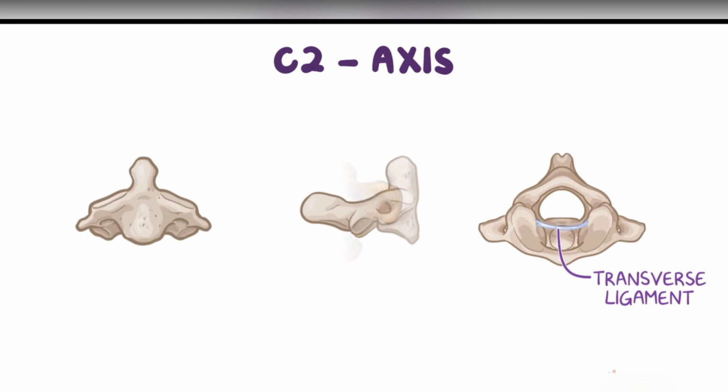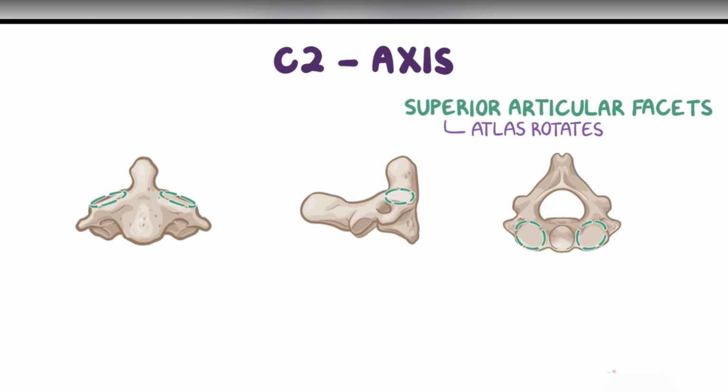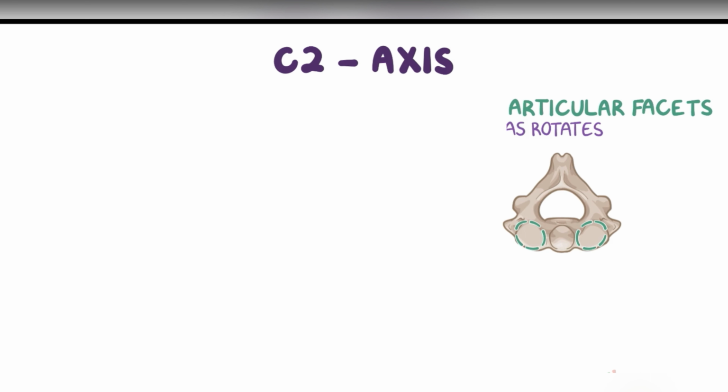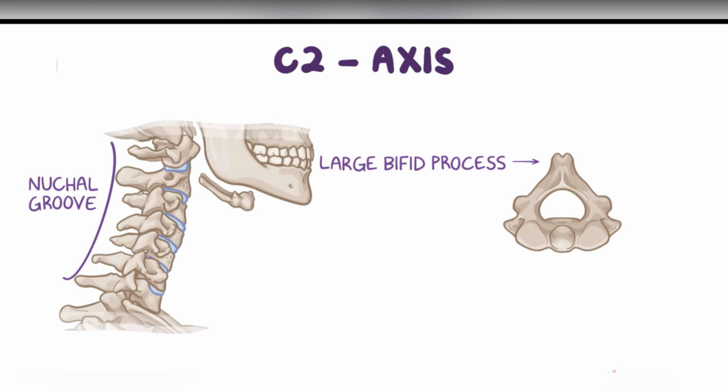Next, C2 also has two large, flat-bearing surfaces called the superior articular facets on which the atlas rotates. It also has inferior articular processes and transverse processes, similar to the other cervical vertebrae. Now, C2 also has a large bifid spinous process that can be felt deep in the nuchal groove, which is the superficial vertical groove at the back of the neck.